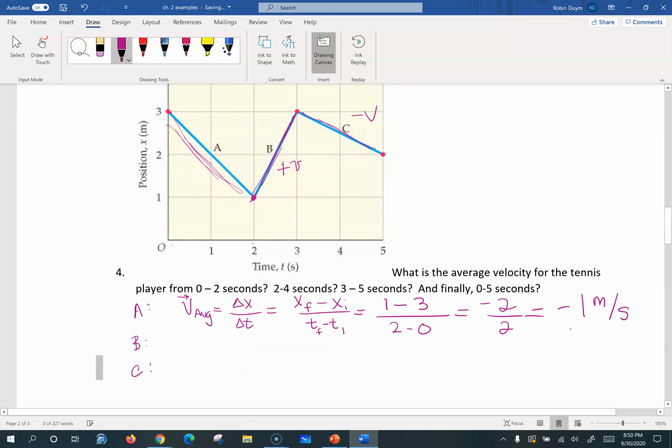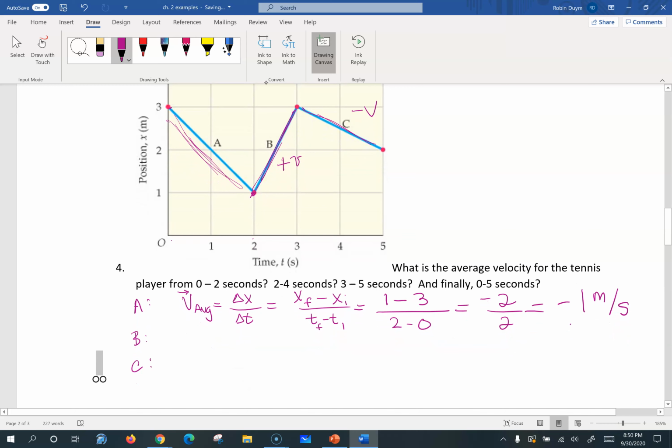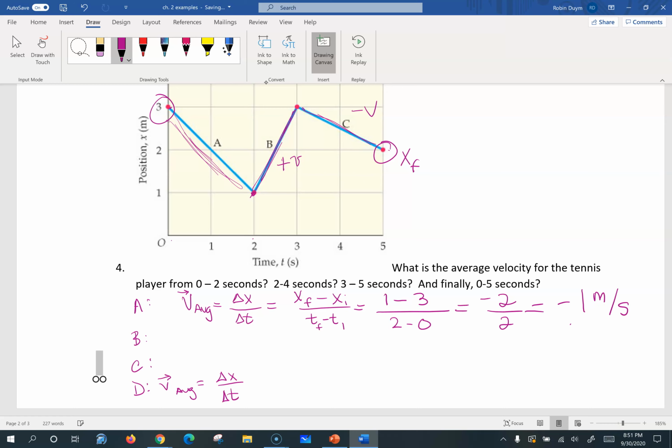Now the last question asks you for the average velocity over the whole time from 0 to 5 seconds. So you do the same exact thing. Here is your final position. Here is your initial position. So starting off with your equation, and the more you write them, the more they will sink into your memory and be easier to use. So your final position here was 2, and then her initial position was 3.